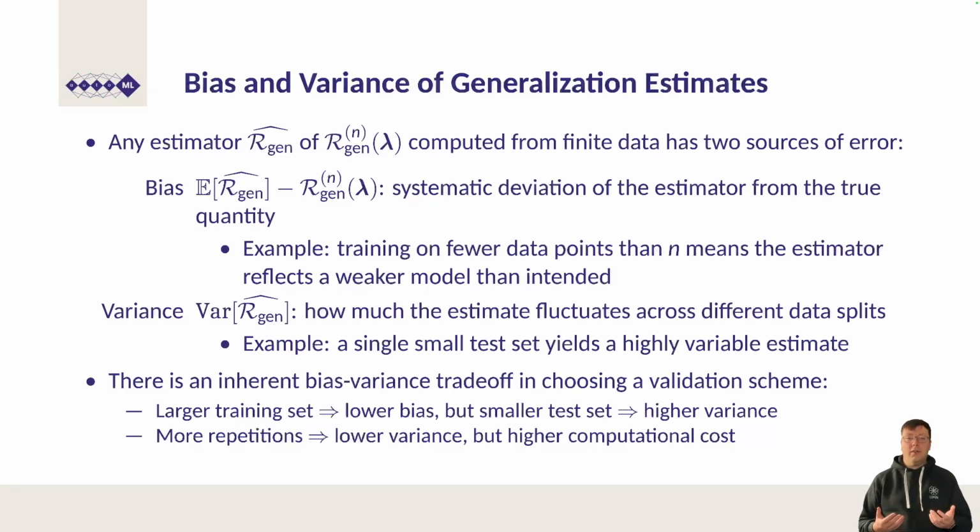These two sources of error are in tension with each other, and this tension is the central trade-off in choosing a validation scheme. If we make the training set larger, closer to the full dataset, we reduce bias because the induced model is closer to the one we would actually deploy. But a larger training set means a smaller test set, which increases variance. Conversely, averaging over more repetitions reduces variance, but at a higher computational cost. Every validation scheme we will discuss makes a different choice along this trade-off.